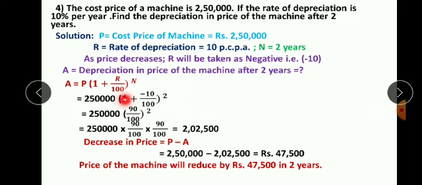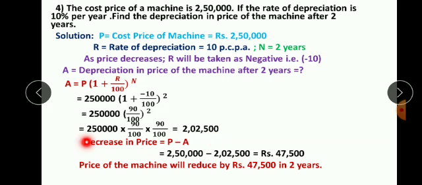Now 1 plus minus 10 upon 100. So 100 ones are 100, and here plus into minus is minus. So 100 minus 10 will be 90 upon 100, and its square. So 2,50,000 is multiplied with 90 upon 100, again multiplied with 90 upon 100, 2 times because the square is given. So what is the answer? 2,02,500. This will be the amount.